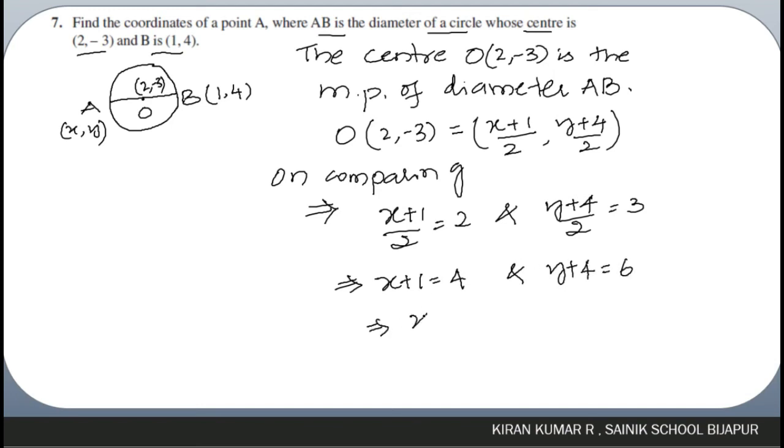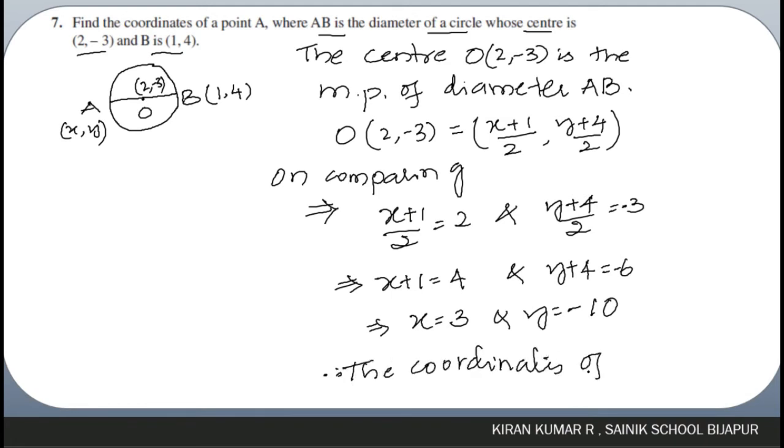Therefore, the value of x is positive 3 and the value of y is, here I have made a mistake. Can you identify? This is negative 3. So it becomes negative 6 and the value becomes negative 10. Therefore, the coordinates of point A is (3, -10).